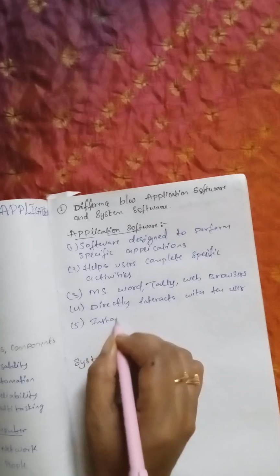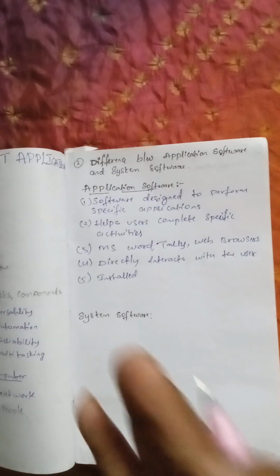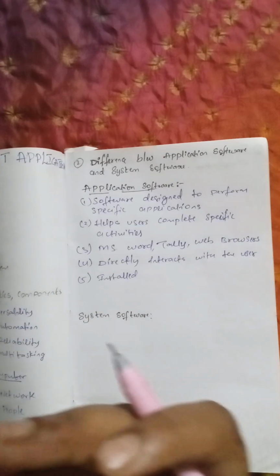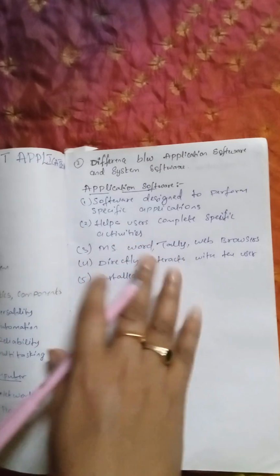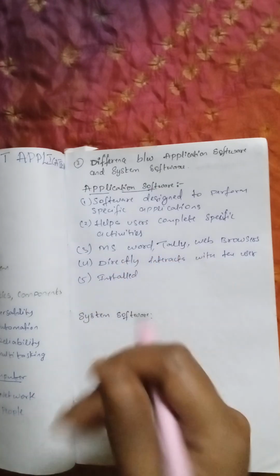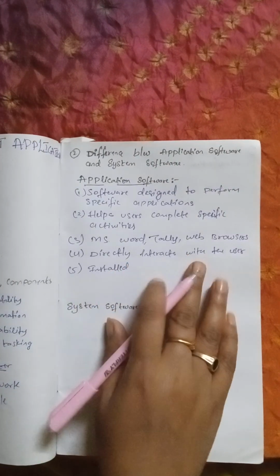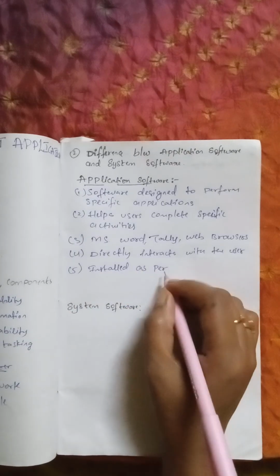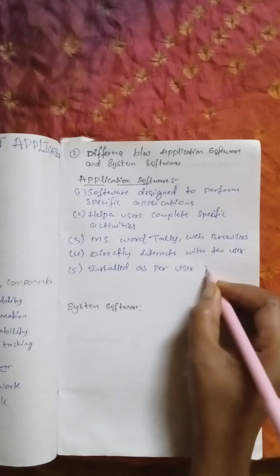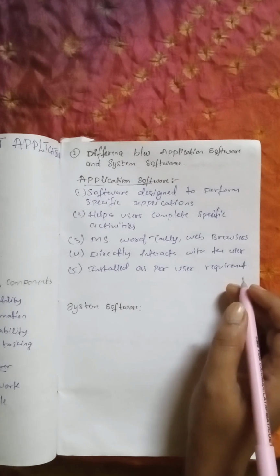If you want to write any content, or prepare question papers, you will obviously use MS Word. If you are doing accounts, you will use Tally. If you are surfing, you will go for web browsers like Chrome. So it directly interacts with the user, and it is installed as per user requirement. This is very important.